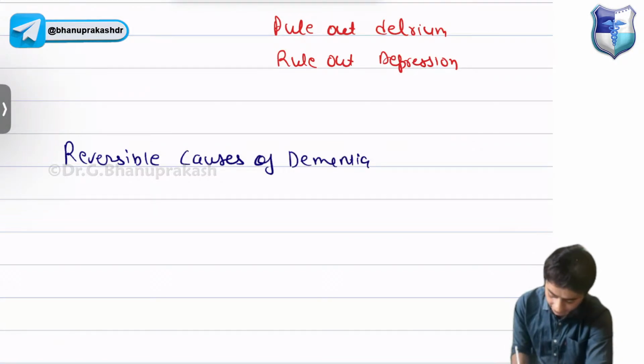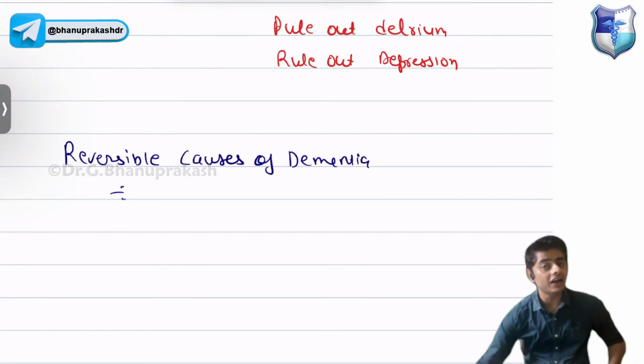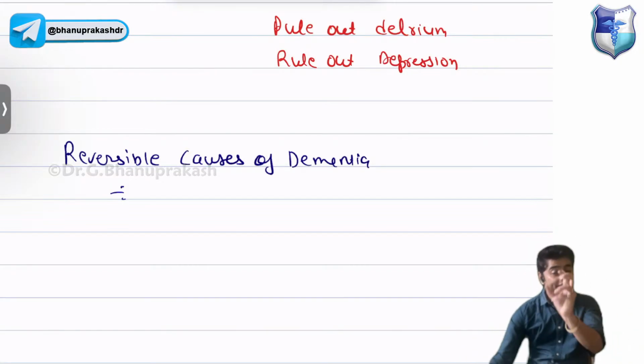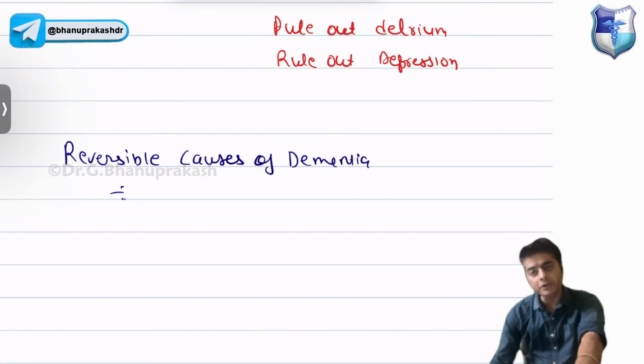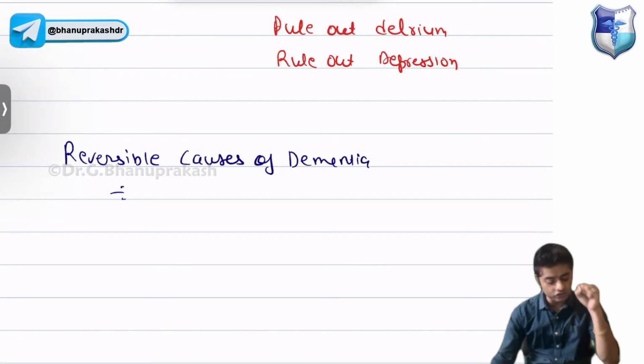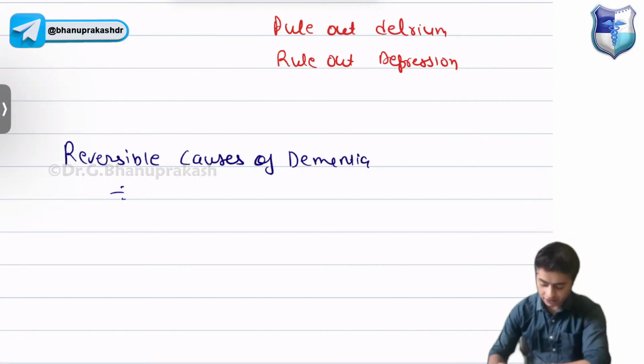Because all these conditions of dementia are generally non-curable, but only 10 to 20% of dementia is reversible. So it is your duty whenever a patient comes with dementia, first you have to always rule out the reversible causes of dementia.